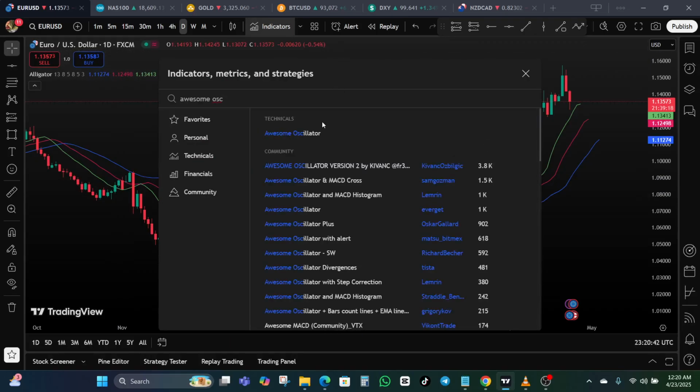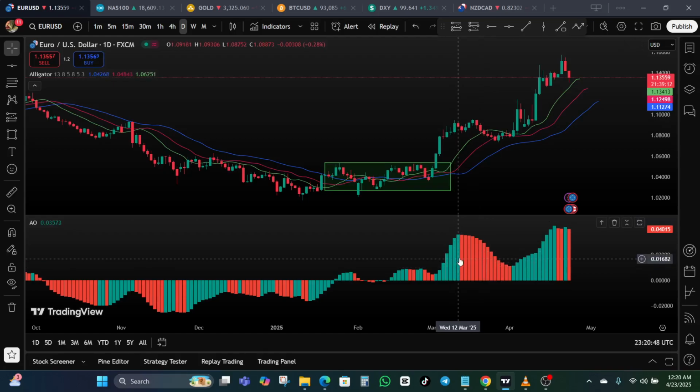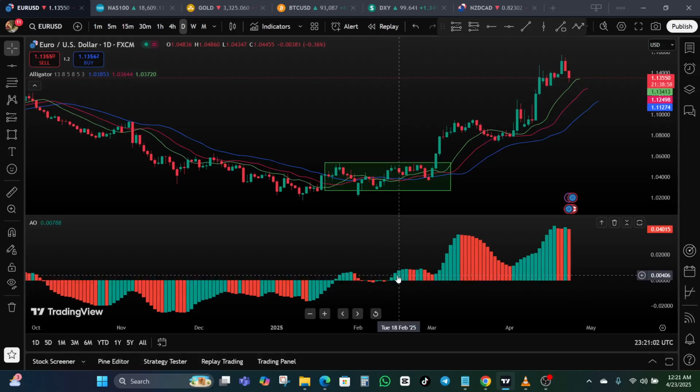The next indicator is the Awesome Oscillator. This measures the strength of the current move compared to the overall trend. You're looking for color shifts and zero line crossovers. A green bar above the zero line confirms bullish momentum, while a red bar below the zero line confirms bearish sentiment. This step keeps you trading in the direction of strength, not against it. Basically, you want to use this indicator to gauge the strength in the market.